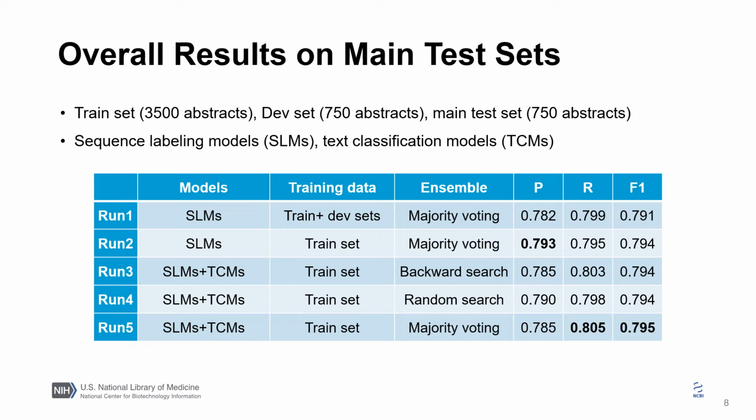In run 3, both the text classification and the sequence labeling models are ensembled by voting with backward search. In run 4, the models are ensembled by voting with random search. In run 5, all models mentioned above are ensembled by majority voting. Finally, run 5 achieved the highest overall F1 score on the main test set.